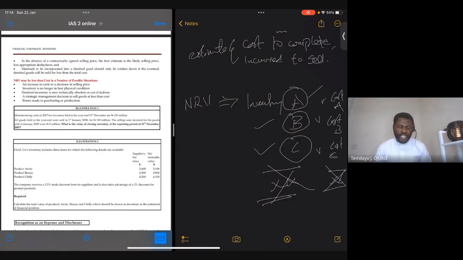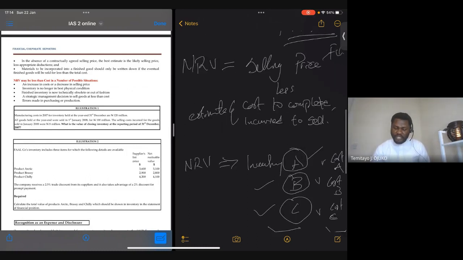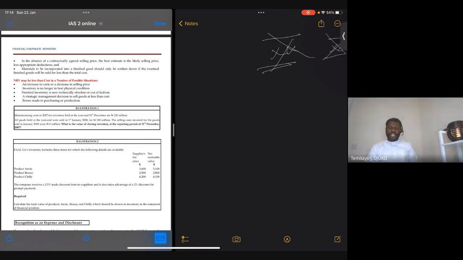Now, in the absence of a contractually agreed selling price, the best estimate is likely the selling price. We are saying that if it is impossible for you to get the fair value, the selling price, then the best estimate is likely the selling price, less appropriate deduction. And lastly, materials to be incorporated into a finished good should only be written down if the eventual finished good should be sold for less than the total cost. So basically, that is just the principle behind net realizable value and the cost value comparison.